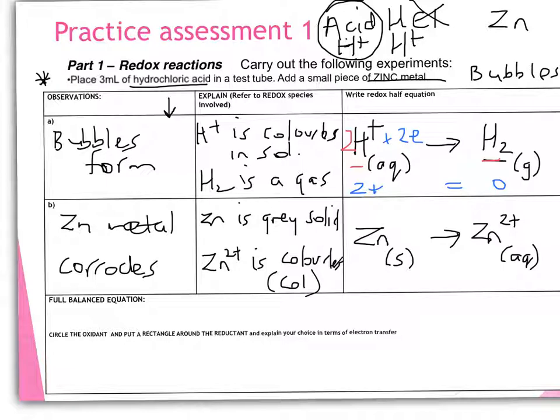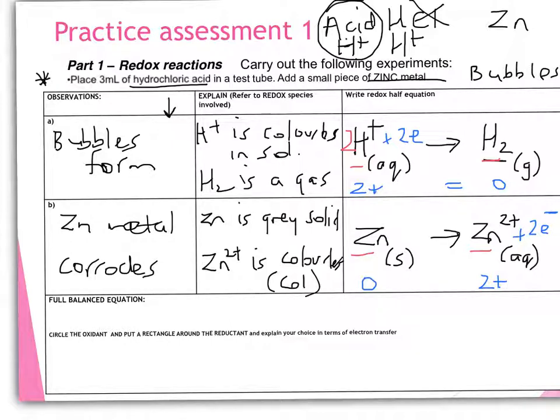For the zinc one, it's pretty straightforward. There's only 1 zinc here and there's only 1 zinc here. With the charge, there's 0 charge for the atom and there's 2 plus charge for the ion. So the most positive charge is on the right and it's 2 plus, so I need 2 electrons. Okay, so now my half equations are done.